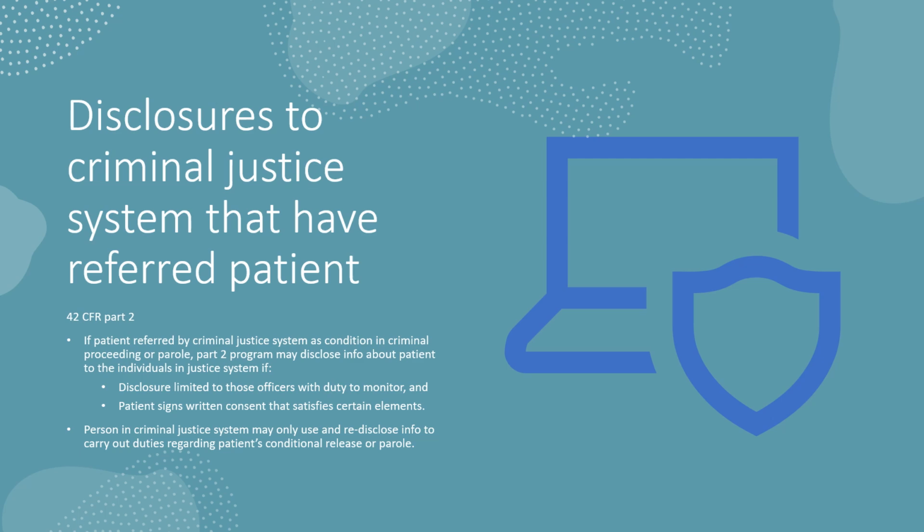the disclosures to the criminal justice system that have referred the patient. We get a lot of these referrals, especially in ASAM level 1 and ASAM level 2 as well, because we have DUI courts and drug courts and probation officers, and judges will assign people substance abuse evaluations, or sometimes they'll assign treatment, and they want updates. They want to know, has this person started? Have they completed? Are they being compliant? Are they paying their fees? They want to know all of that stuff.